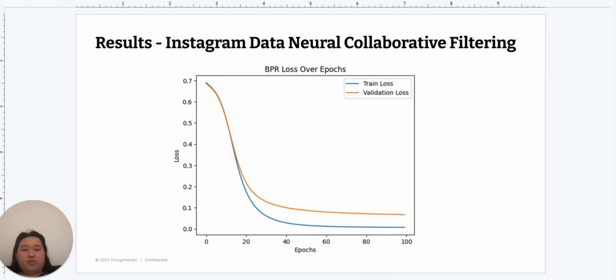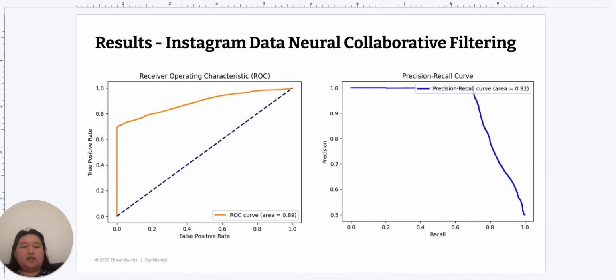And here are the results. The losses decreased pretty well over the epochs. I trained it over 100 epochs when I started realizing the validation loss wasn't getting much better. And here is the ROC curve and the precision recall curve.